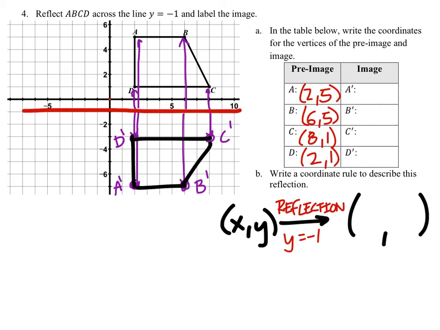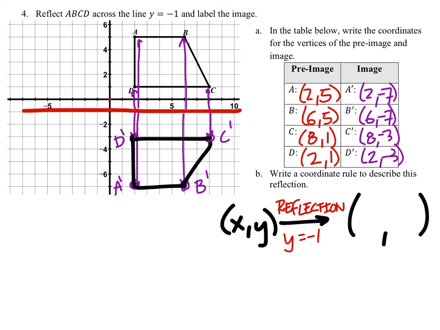So there we go. Next, I need to list the ordered pairs, the coordinates for the image, starting with A prime. So there we go. Now the last part on this is the coordinate rule for this line of reflection.